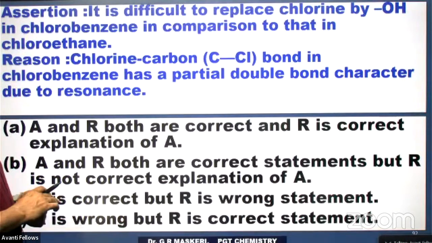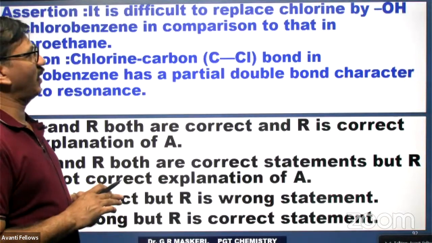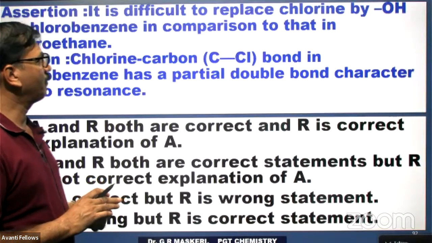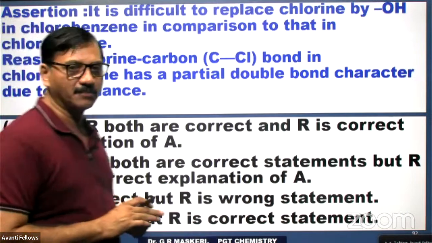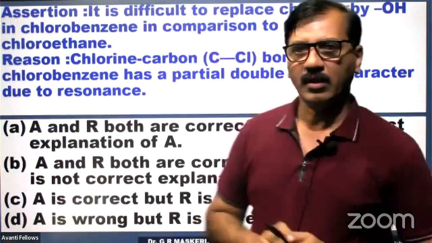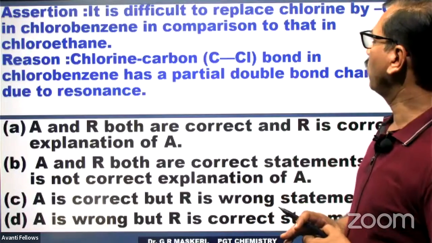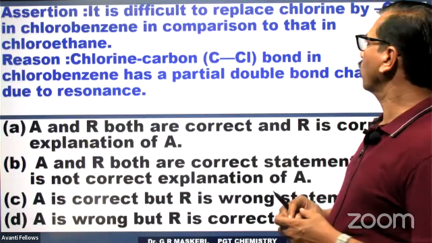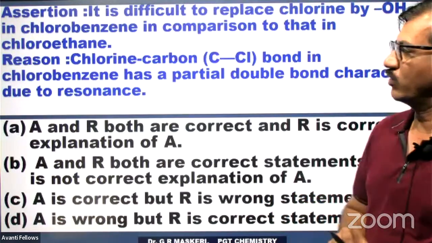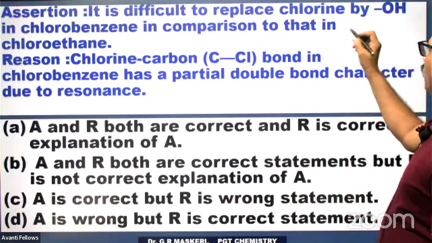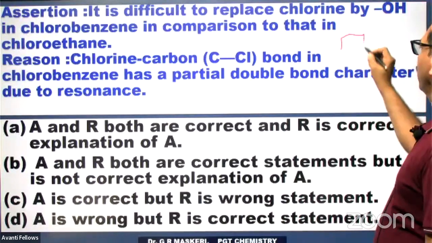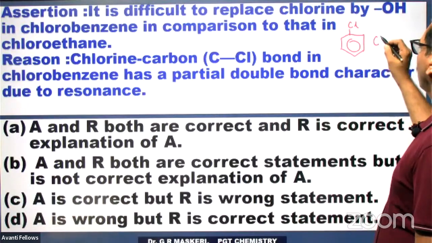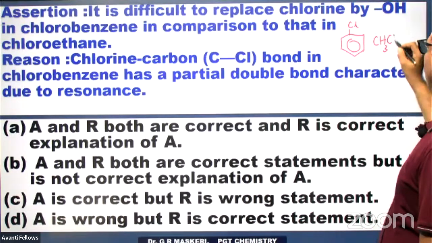Now coming to another question. It is difficult to replace the chlorine by OH in chlorobenzene in comparison to that of chloroethane. Read that. It is difficult to replace chlorine by OH in chlorobenzene in comparison to chloroethane. So there are two things to be compared. One is chlorobenzene, and then another one is chloroethane, CH3CH2Cl.